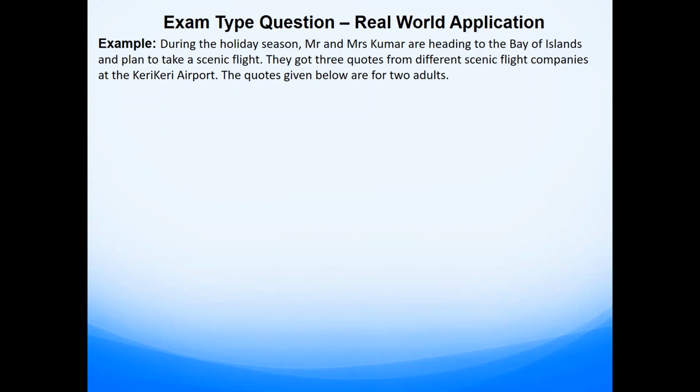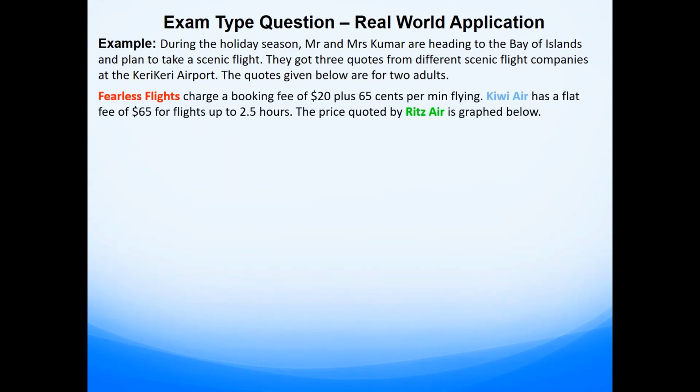So it says, during the holiday season, Mr. and Mrs. Kumar are heading to the Bay of Islands and plan to take a scenic flight. They got three quotes from scenic flight companies at the Kerikeri airport. The quotes given below are for two adults. So Fearless Flights charge a booking fee of $20 plus 65 cents per minute flying. Kiwi Air has a flat fee of $65 for flights up to 2.5 hours, and the price quoted by Ritz Air is graphed below.